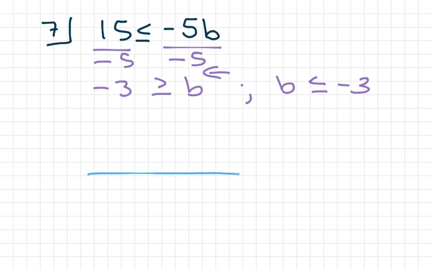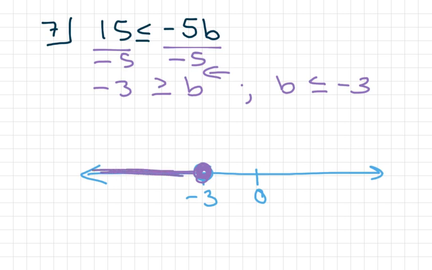I'm going to draw my number line and place my 0, -3 on there. Open circle. I'm going to end up coloring it in because it can equal it. And it says B is smaller than or equal to -3. So I'm going to shade towards negative infinity.